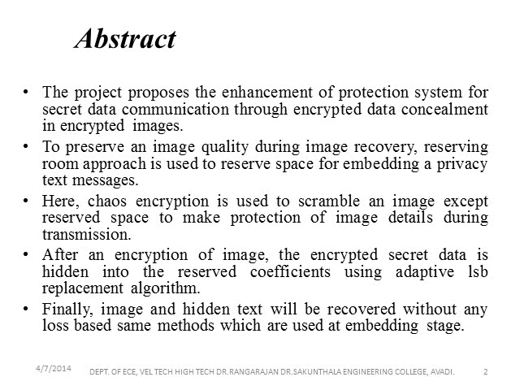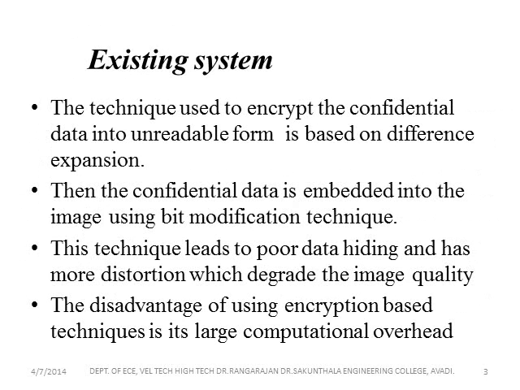replacement algorithm. Finally, the image and hidden text will be recovered without any loss, based on the same methods which were used at the embedding stage. The existing technique used to encrypt the confidential data into unreadable form is based on difference expansion. The confidential data is embedded into the image using a bit modification technique, and it leads to poor data hiding and has more distortion, which degrades the image quality.